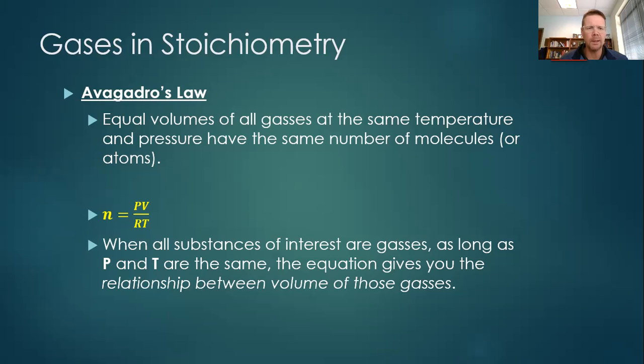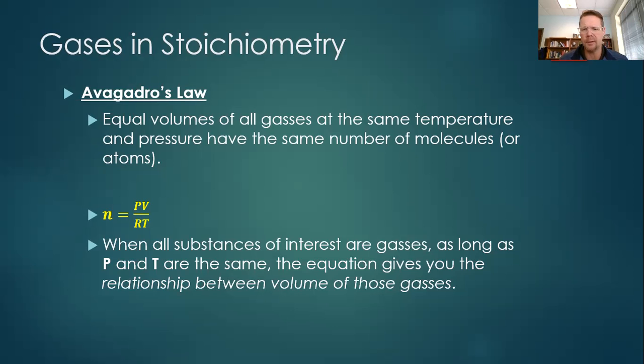Well, if they have the same number of molecules, that gives us a clue there. So we can say that n, the number of moles in our ideal gas law equation, equals PV over RT. Well, R is a constant, 0.0821. We're going to know the pressure and the volume, and we can figure out the temperature too.